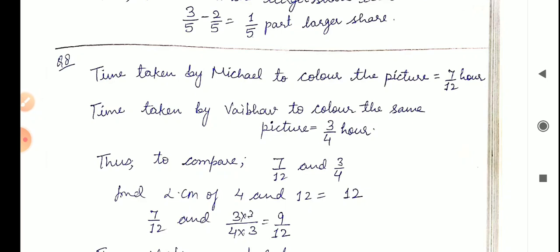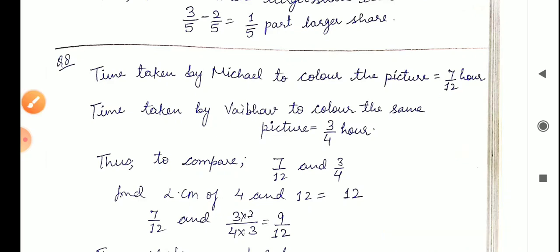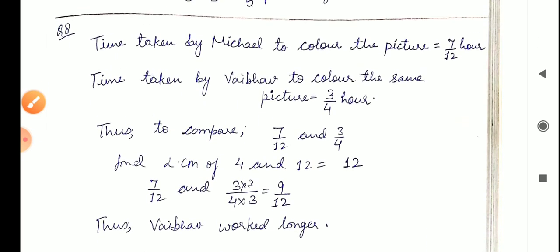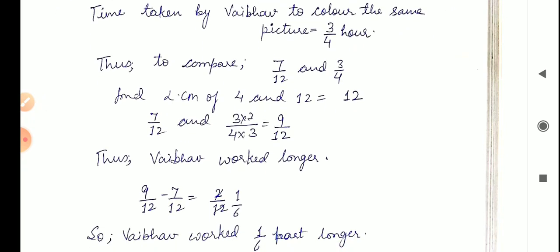Now come to the next. The picture is given, and Michael takes 7 by 12 hours to color this whole picture, but Vaibhav took 3 by 4 hours to complete the picture. Okay, now we need to compare who took longer to color the picture. So for that, we will compare the times, that is 7 by 12 and 3 by 4. Same process, both are unlike fractions.